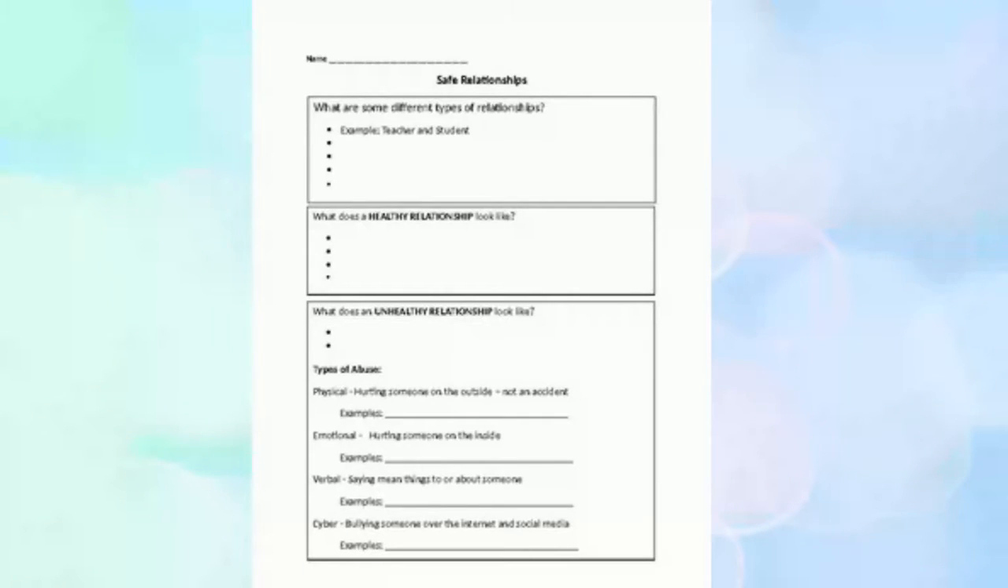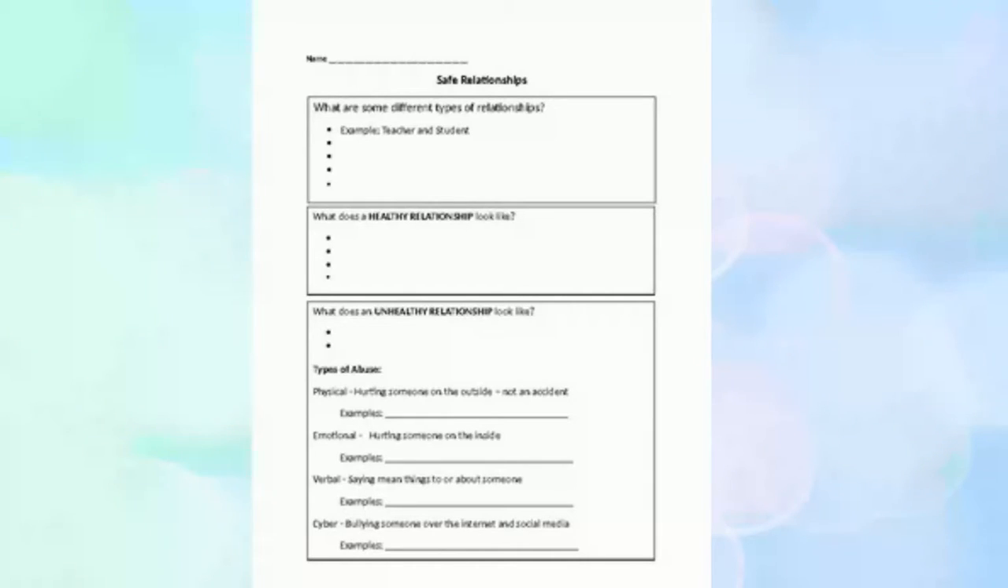Then we have, I can't read that, but it says types of something. I'm not sure exactly what it is. It's a little blurry, but they give you 4 topics such as physical, emotional, verbal, and then cyber. In the physical, it says hurting someone on the outside, not an accident, and you can give an example of that. And then emotional is hurting someone on the inside. So when you hurt their feelings, that's what emotional means.